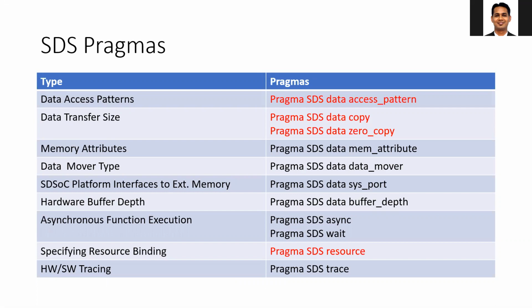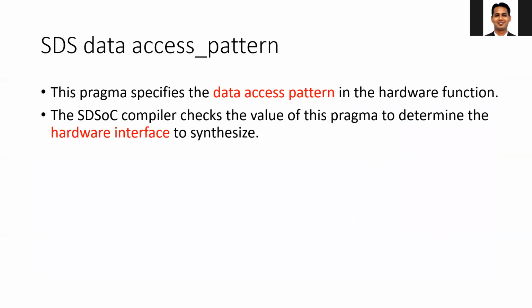We have briefly discussed this multiple times in our previous labs, but here we'll formally discuss the meaning of the access pattern and how to enable or disable it. The SDS data access pattern specifies the data access pattern in the hardware function. For example, when we did the vector multiplication, we received A of 0, then A of 1, then A of 2 and so on. That means the access pattern is sequential. Once we access A of 0, we are not going to access it again. So this is called a sequential pattern.